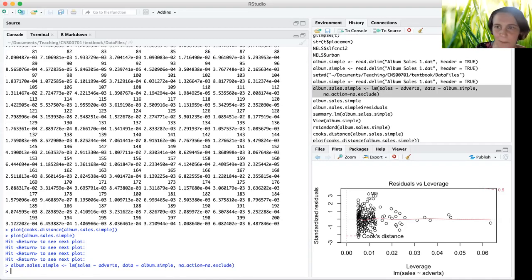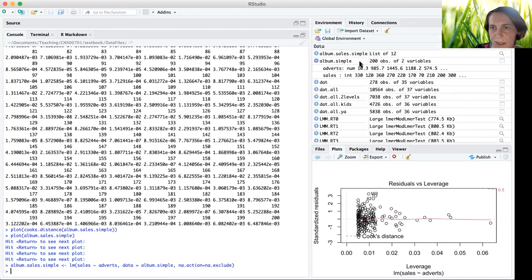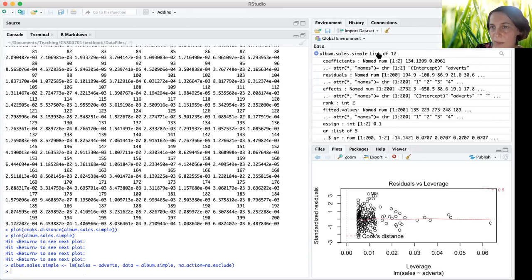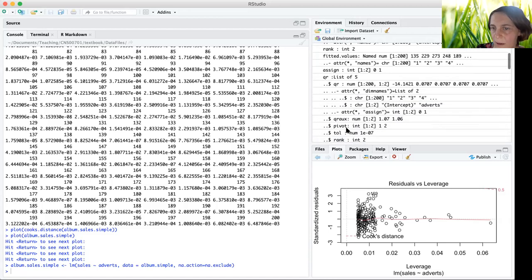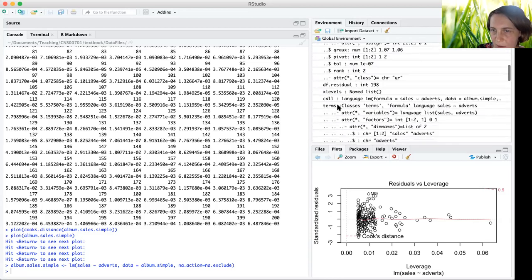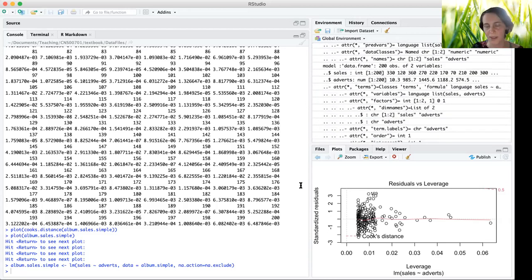And then if you hit enter, let me go to my environment, and you can see the data frame here. And here we have a list with 12 elements. That's the album.sales.simple in my case. It has the elements: fields, coefficients, residuals, effects, rank, fitted values, assign, QR, DF residual, X levels, call, terms, model, et cetera, et cetera.